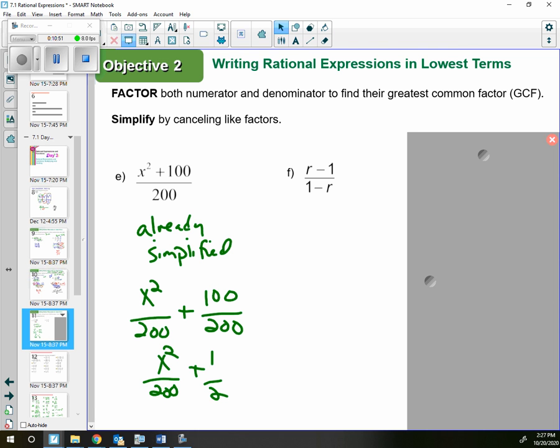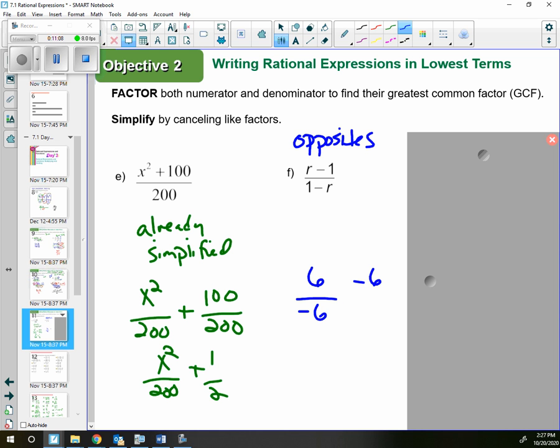All right, let's talk about this situation. Sure looks like we should be able to do something, right? These are called opposites, and we're going to start looking for opposites because that is something else that we can actually reduce. Things that are opposite would be like, what if I had 6 divided by negative 6, or negative 6 divided by positive 6? I can still reduce those, even though they're not exactly the same number. When you reduce it, what do you end up with for each of these? Well, they're each -1.